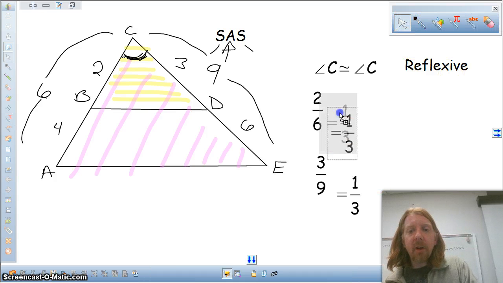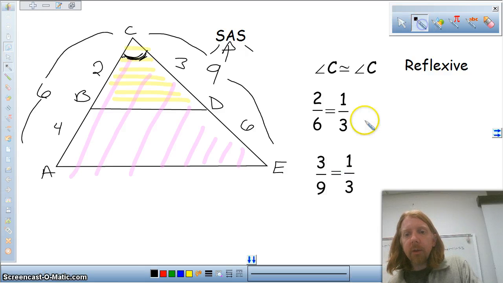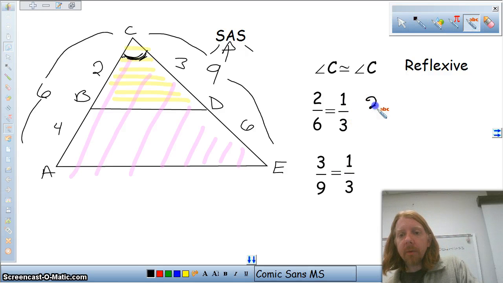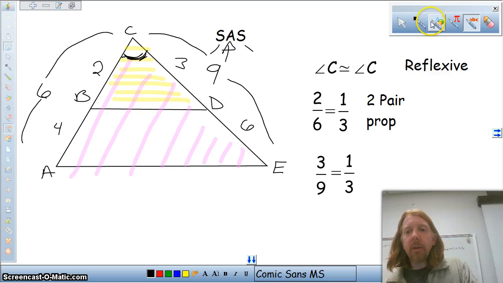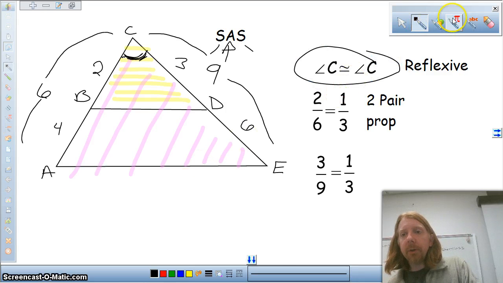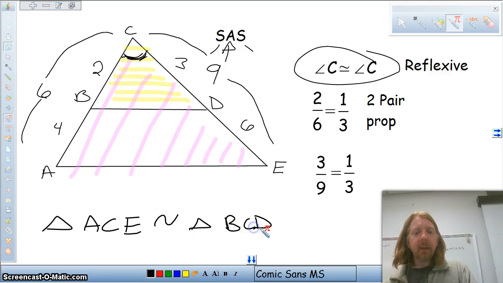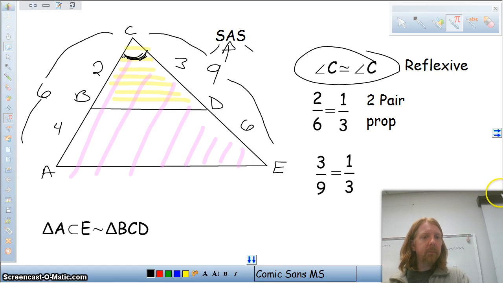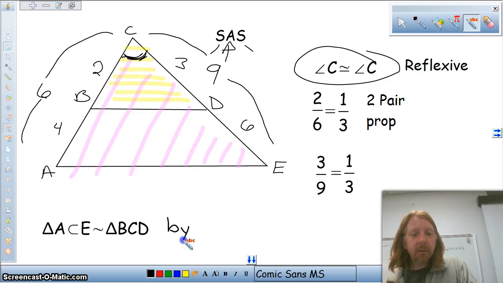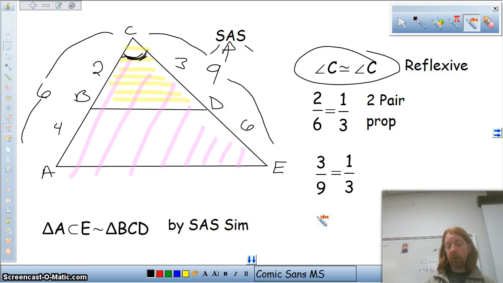Since my pairs of sides are proportional, so I have 2 pairs of sides proportional, and I have a congruent angle, I can conclude that triangle ACE must be similar to triangle BCD. Again, that's by SAS similarity. I've shown some sides are proportional.